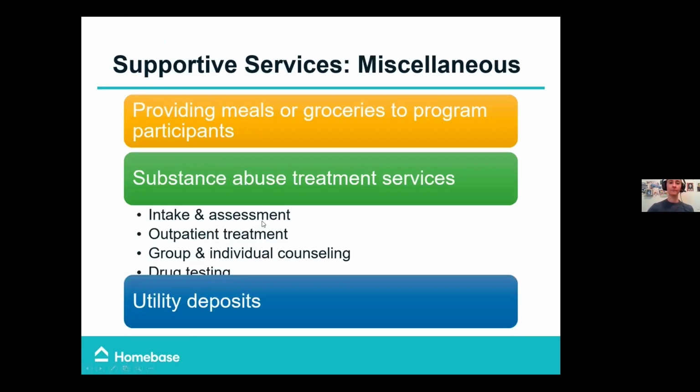Finally, to round out our coverage of eligible supportive services costs, we have food. Providing meals or groceries to program participants is an eligible cost. Substance abuse treatment services, including intake and assessment, outpatient treatment, counseling, and drug testing. And finally, utility deposits, so long as they're a one-time fee paid directly to utility companies.